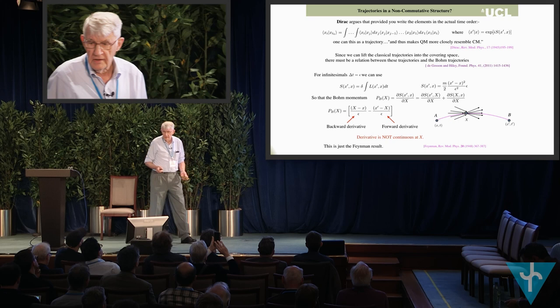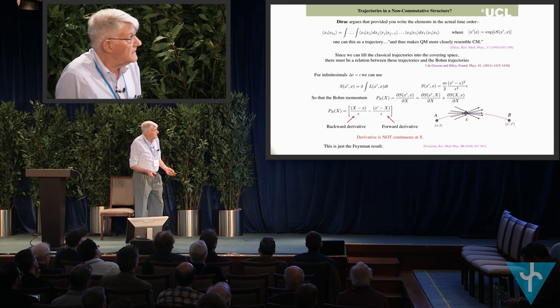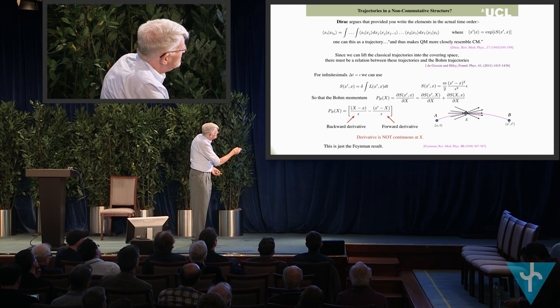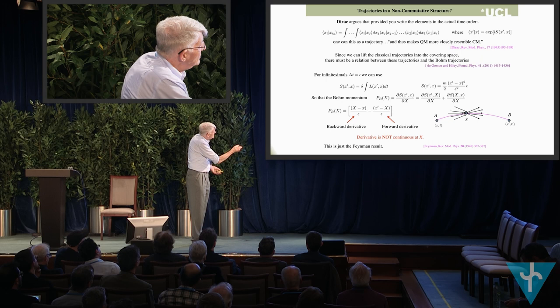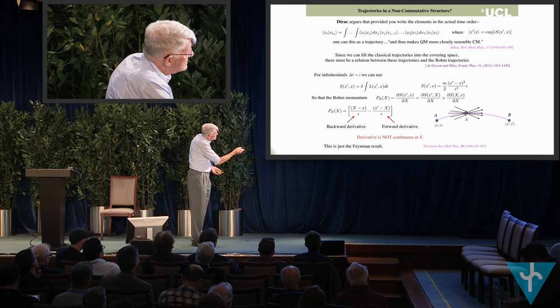Dirac was there already in the 40s. And in fact, he was saying that you have a series, provided these are all time ordered, he complains no one understands how to do non-commutative algebras. And then he says, but if you preserve the time ordering, then you get something which looks like a trajectory and thus makes quantum mechanics more closely resemble classical mechanics. That's in his paper. Okay?